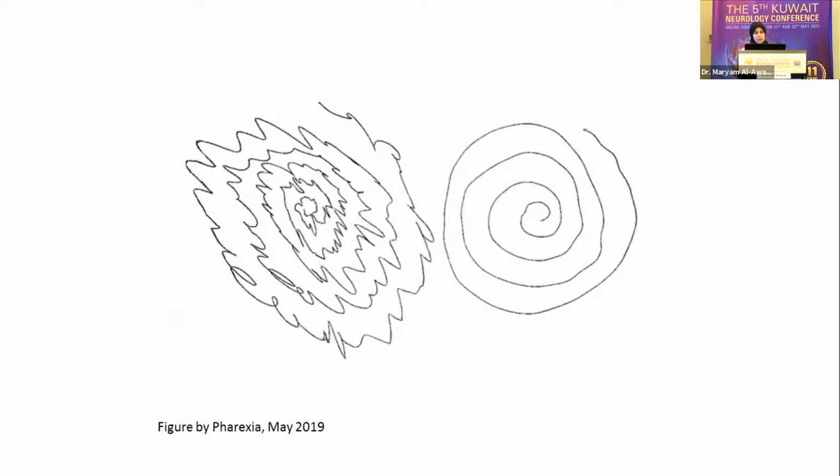This is an example of the Archimedes spiral. Of course, this is a patient with essential tremor, and we can see that they're asymmetrical. This is in each, in the right and in the left. We have to note that the hand should not be resting or leaning on the desk while they're drawing it.